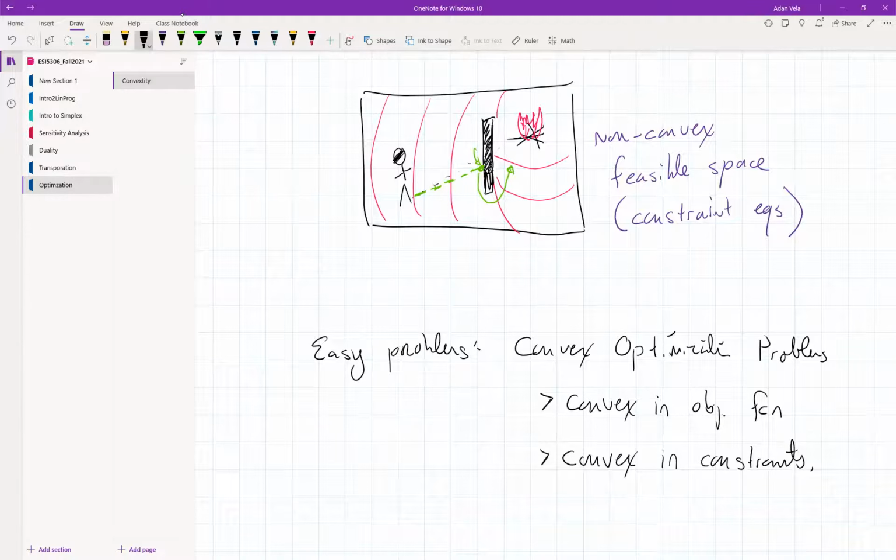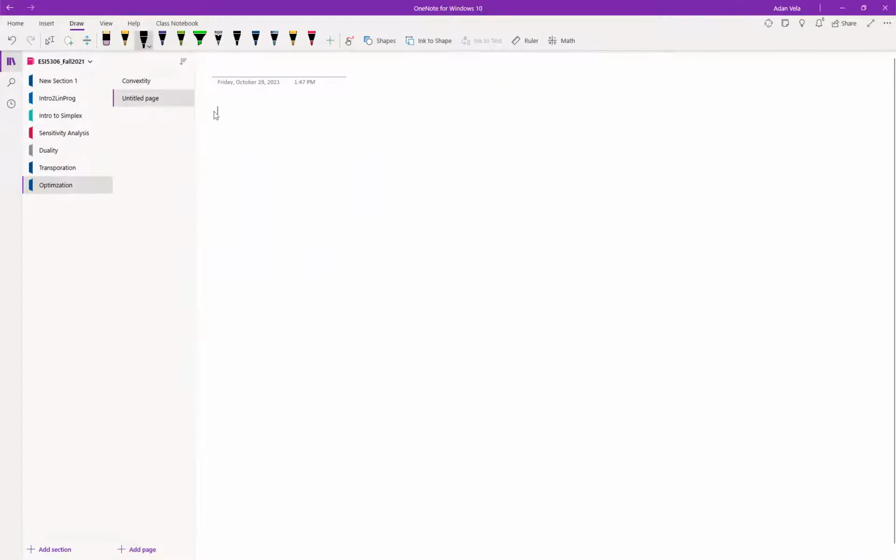So in order to be a convex optimization problem, both these things need to be true. If one of them isn't true, then you have a non-convex problem. Again, it's going to make your problem typically a little bit harder to solve. All right. So the follow-up is, what the heck is convexity?